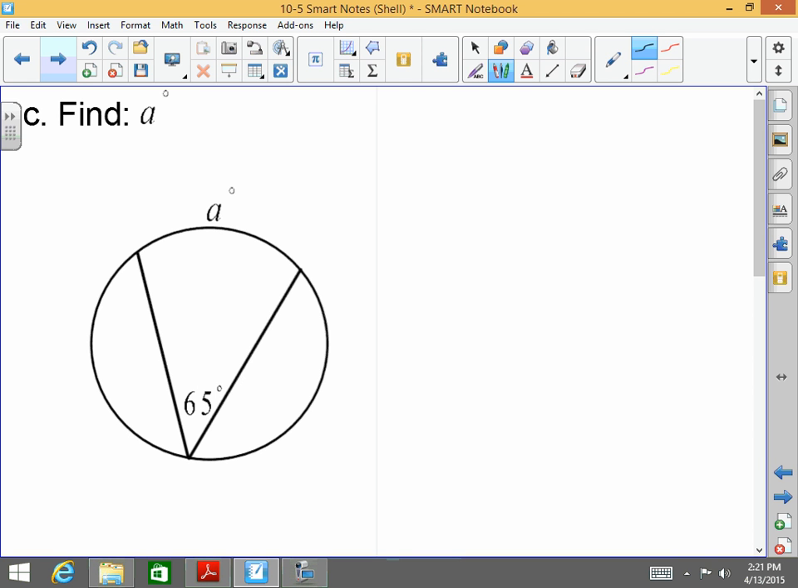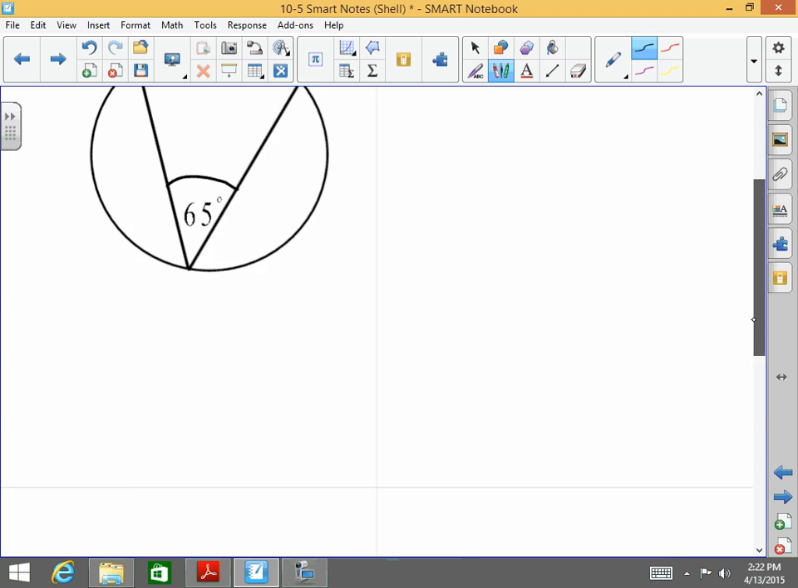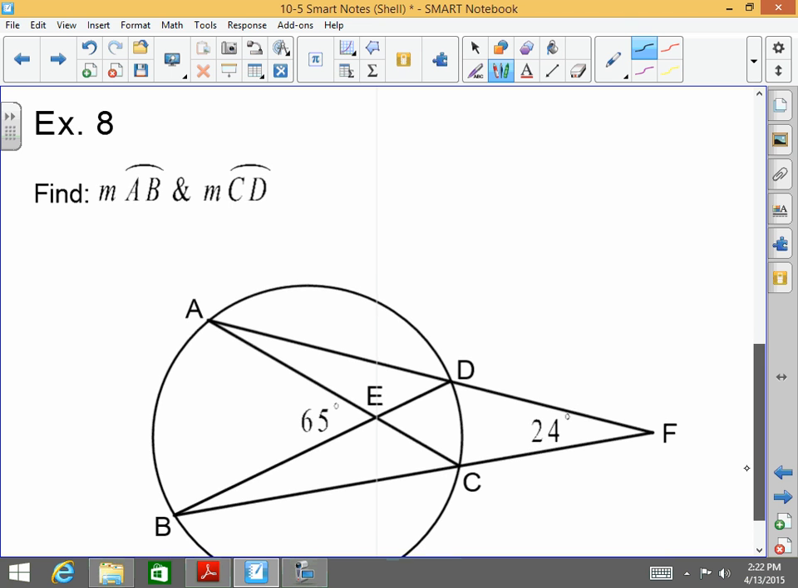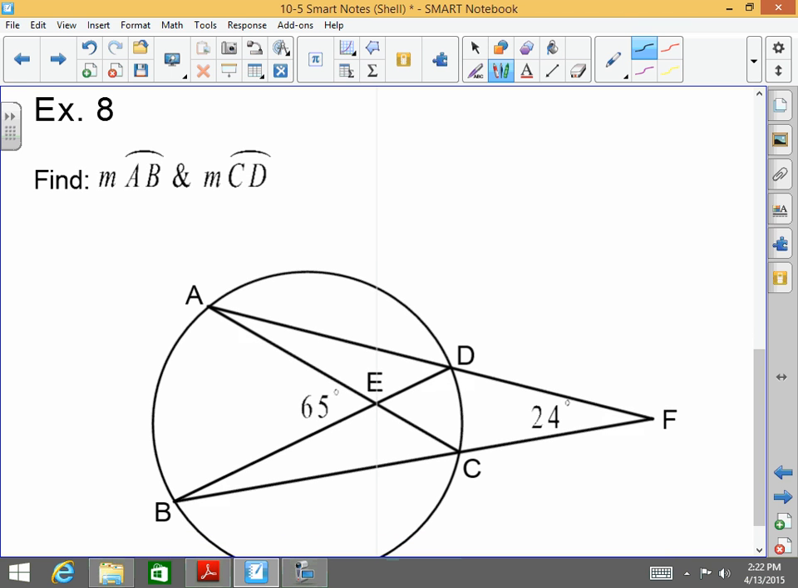Okay. Now here, this is just an inscribed angle. So arc A is double the interior angle here. So A equals 130 degrees. Now, one more. All right. I want you to find arc AB, which we'll mark in red. And I want you to find arc CD, which we'll mark in blue. Okay?